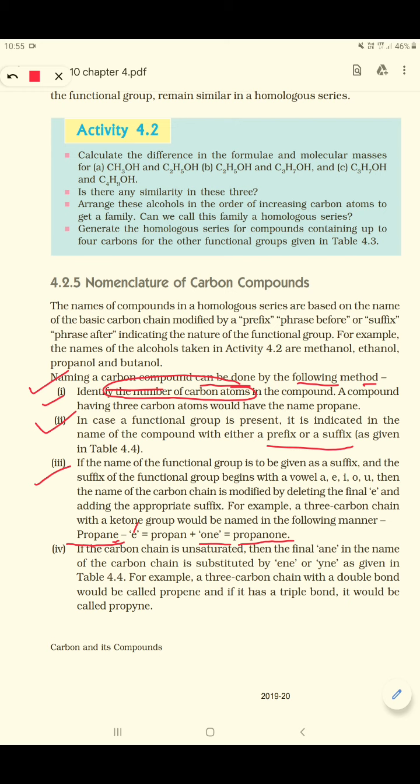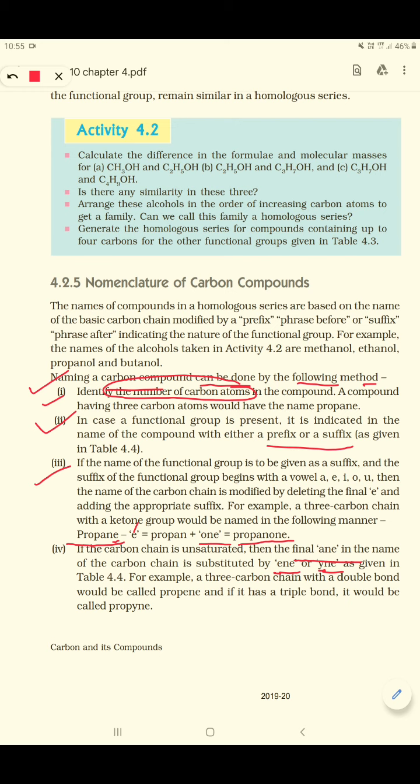Coming to the next point, students, if the carbon chain is unsaturated, then the final "ane" in the name of the carbon chain is substituted by "ene" or "yne". So students, if a double bond is present, then we will be replacing A and E, the last 3 letters "ane", by "ene", that is E and E, and if a triple bond is present, then we have to replace "ane" by "yne", that is Y and E. So this you have to keep in mind.